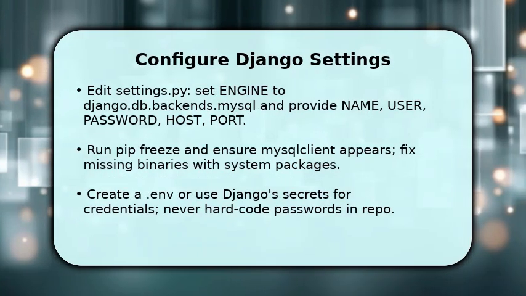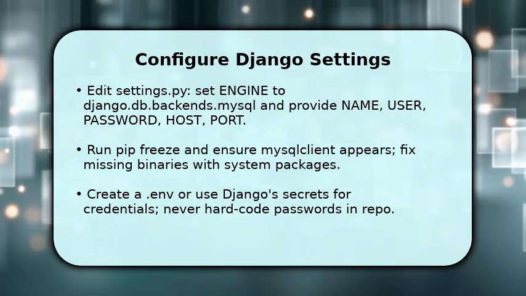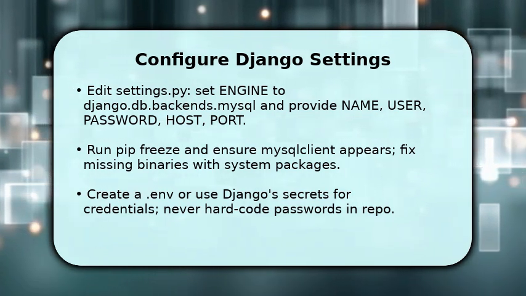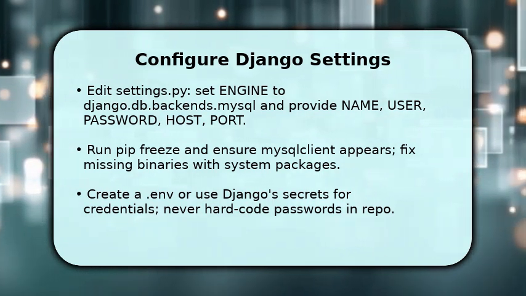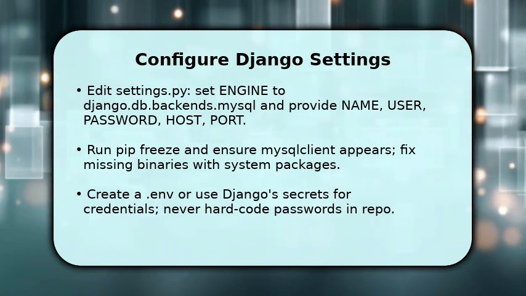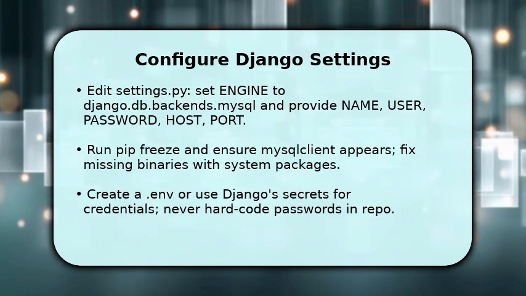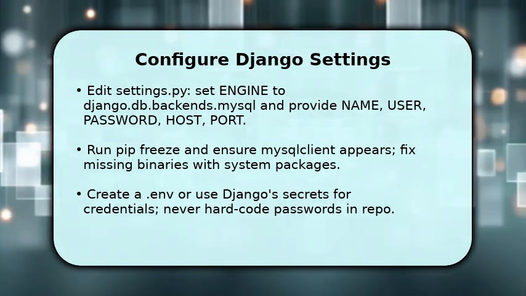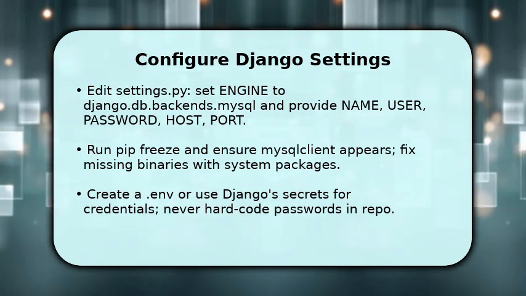Now open settings.py and replace the default engine with django.db.backends.mysql and fill name, user, password, host, port. This maps Django ORM calls to MySQL. Make sure the DB driver you installed shows up in pip freeze. If not, install required system libs like libmysqlclient-dev and reinstall. Next, externalize credentials using environment variables or .env so you avoid committing secrets. Once configured, Django knows where to send queries and how to authenticate.